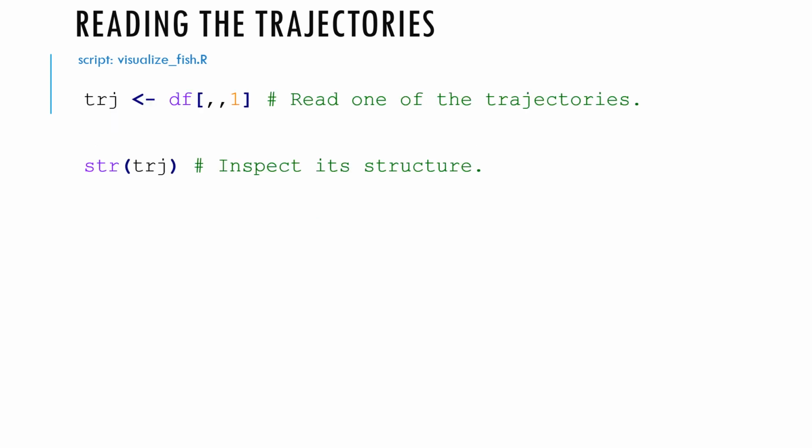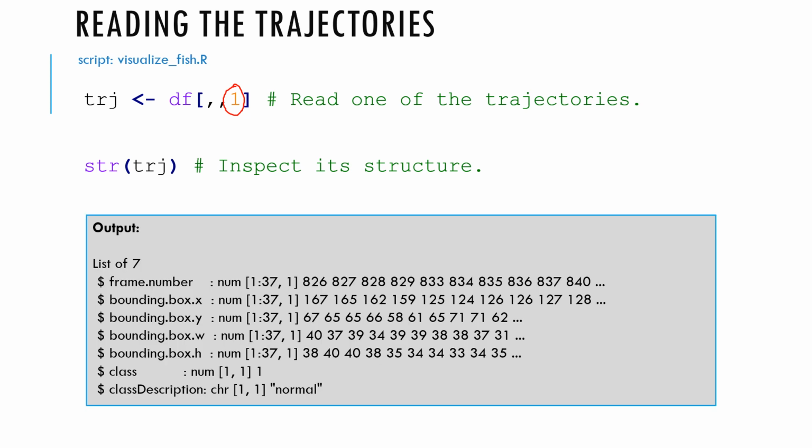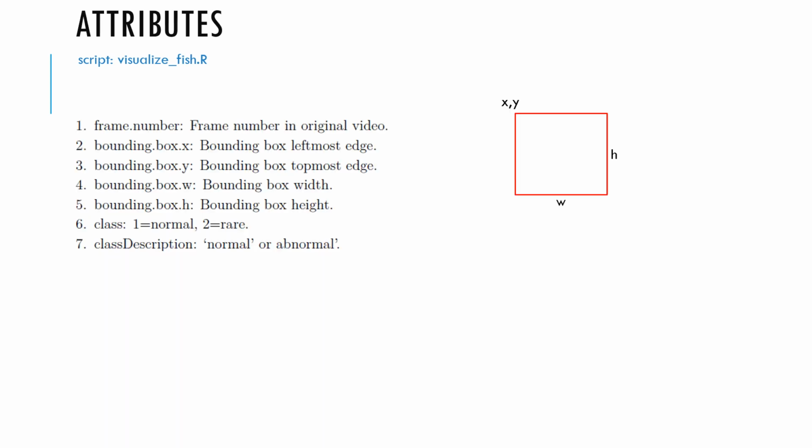We can extract the first trajectory. Here we can specify the index, and then we can use the structure function to inspect the attributes of each trajectory. Every frame has 7 attributes. The first one is the frame number. Then we have the bounding box x, which is the coordinate. We have the bounding box in y, which is the second coordinate. Then we have the width of the bounding box and the height of the bounding box.